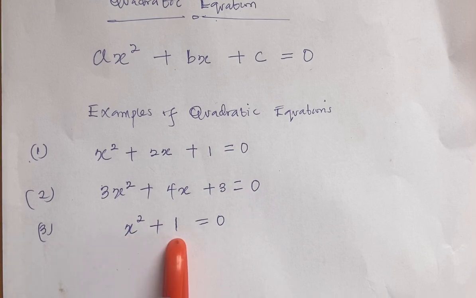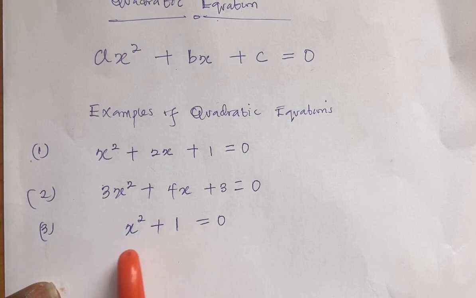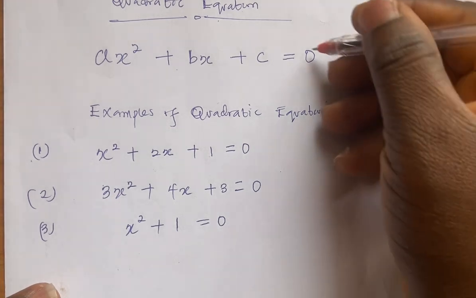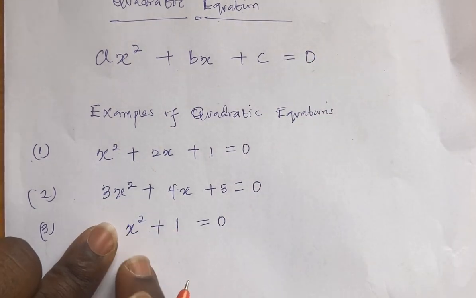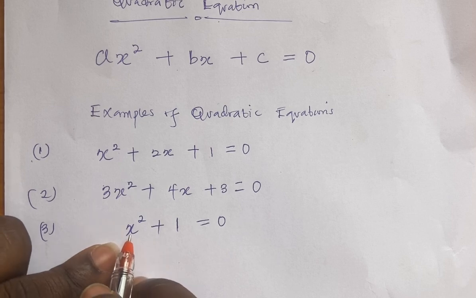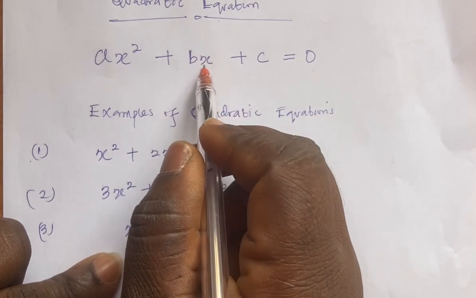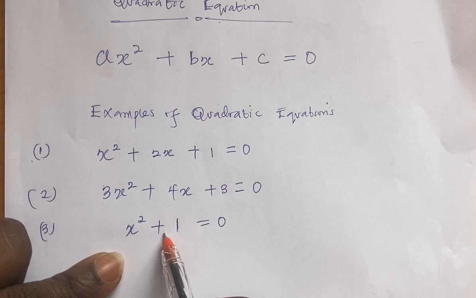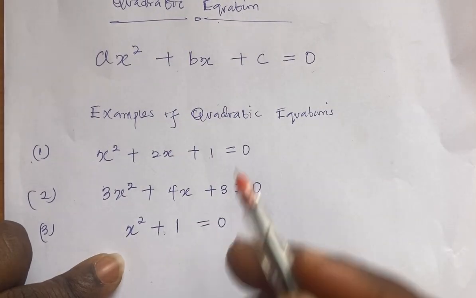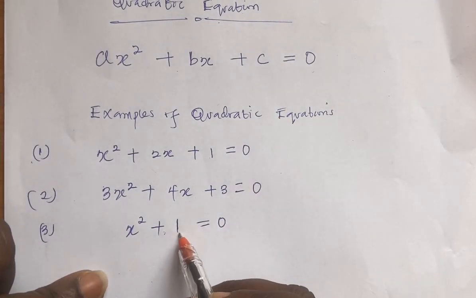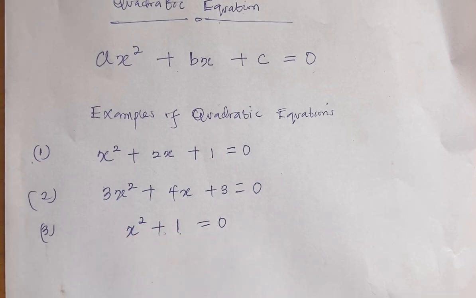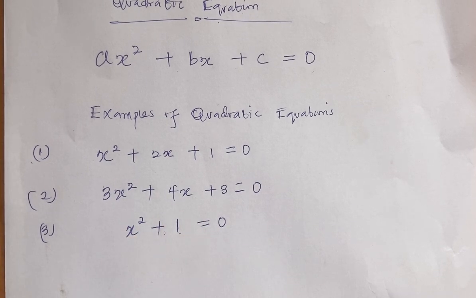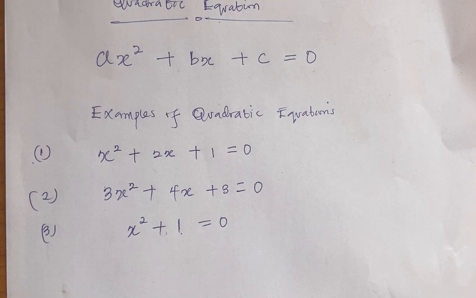Do you know why? Because this kind of equation still looks like this, just that the coefficient of x squared here is 1, the coefficient of x is 0, and the constant here is 1. You understand? So this is another kind of quadratic equation. I can go on and on and continue to list them.